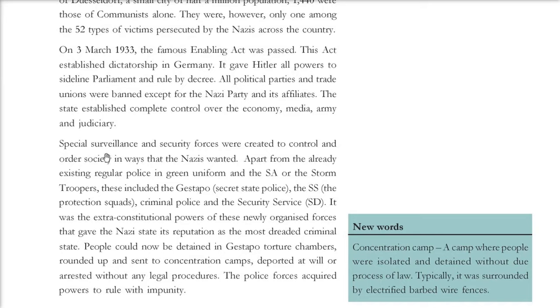Special surveillance and security forces were made. The regular police were there. Apart from that, there were the stormtroopers and the Gestapo, the Secret State Police, the SS, the Protection Squad, the Criminal Police, and the Security Service, SD. They gave extra-constitutional powers to all these new forces. So now people could easily be detained in Gestapo torture chambers and rounded up. They could be sent to concentration camps, deported, and arrested without any legal proceedings. These police forces acquired powers to rule with impunity, that is, nobody could question them.